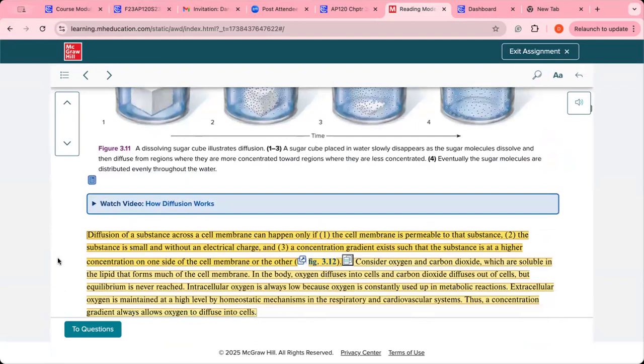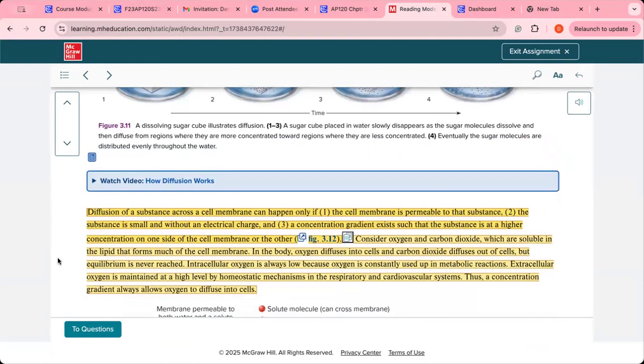Diffusion across a cell membrane. Okay. Equilibrium is never reached. Extracellular oxygen is maintained. This concentration gradient always allows.